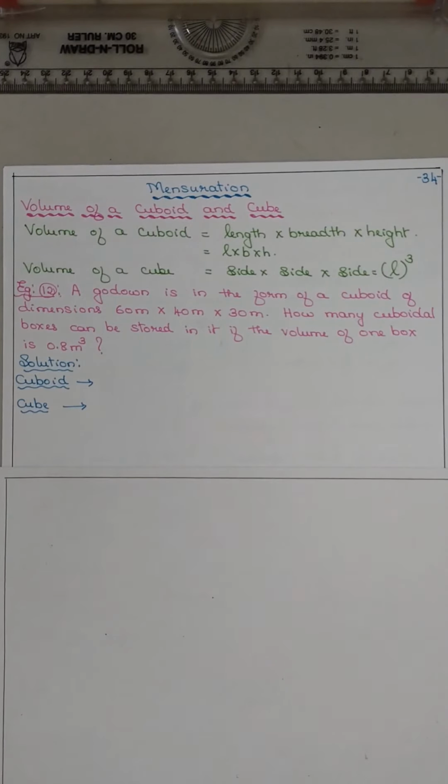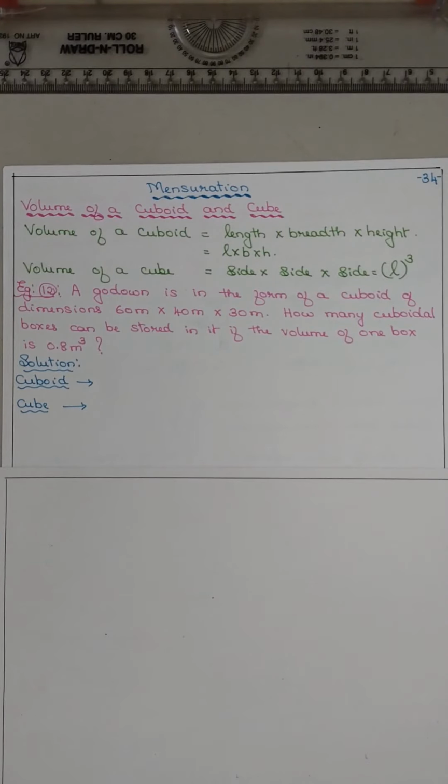So revise the formula, then it will be easy. So volume of the cuboid is length into breadth into height, and the volume of the cube is the edge into edge into edge, otherwise it is L cube.